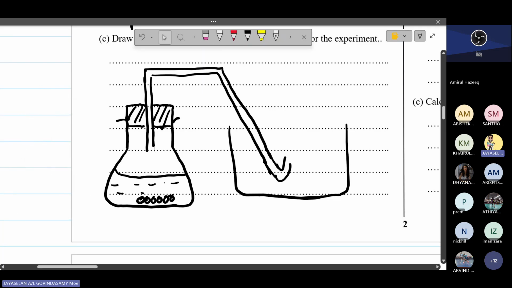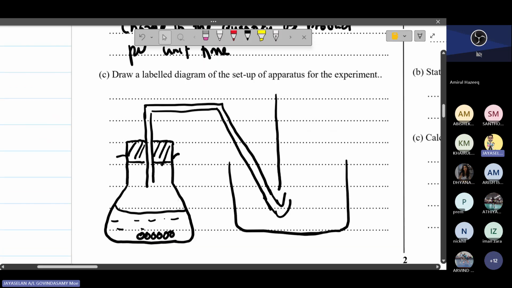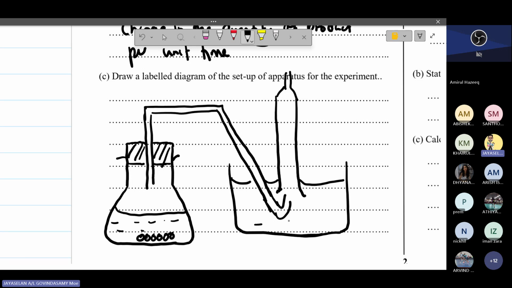After that, you want to collect the volume of gas, so you have to use the burette. Okay, so here we use the burette. You place the burette like this, then use the water displacement method. So please practice drawing this one. And here like this. This one is closed with the tap.